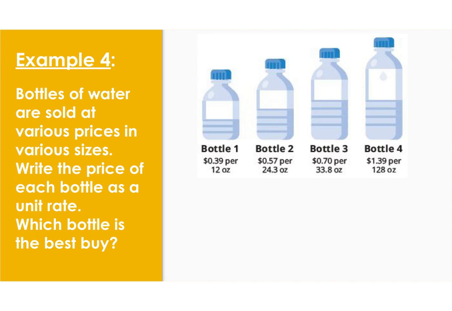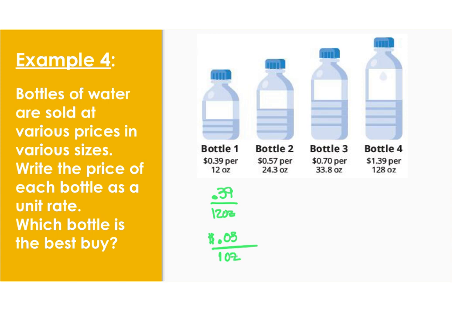Bottles of water are sold at various prices and various sizes. Write the price of each bottle as a unit rate. Which bottle is the best buy? So, this bottle of water is $0.39 per 12 ounces. So, that's the rate. Now, the unit rate, we're just going to divide those and round it to 2 decimal places because that's what money is. $0.03 per 1 ounce.